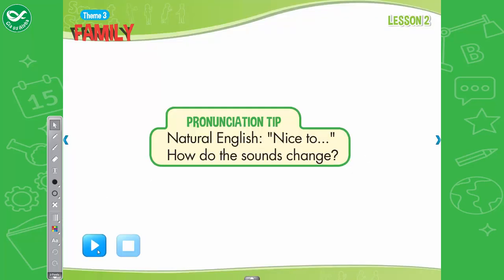Pronunciation tip. In natural English, "nice to" sounds like "nice-to". Listen. Nice to meet you. Now listen again and say. Nice to meet you.